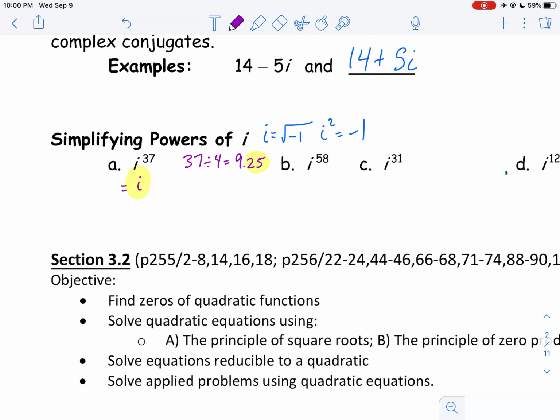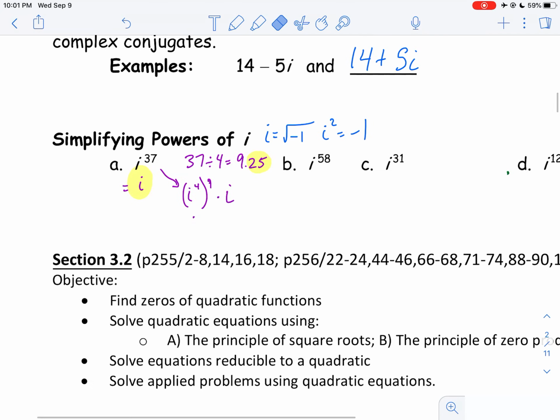I'll show you another way that you can think about this. If 37 divided by 4 gives you 9, that means i to the 4th to the 9th power is going to give you i to the 36, and one more i. That gives you i to the 37th. Now, i to the 4th we know is 1. 1 to the 9th times i. 1 to the 9th is just 1, times i is just i. You see, either way we get the same answer.